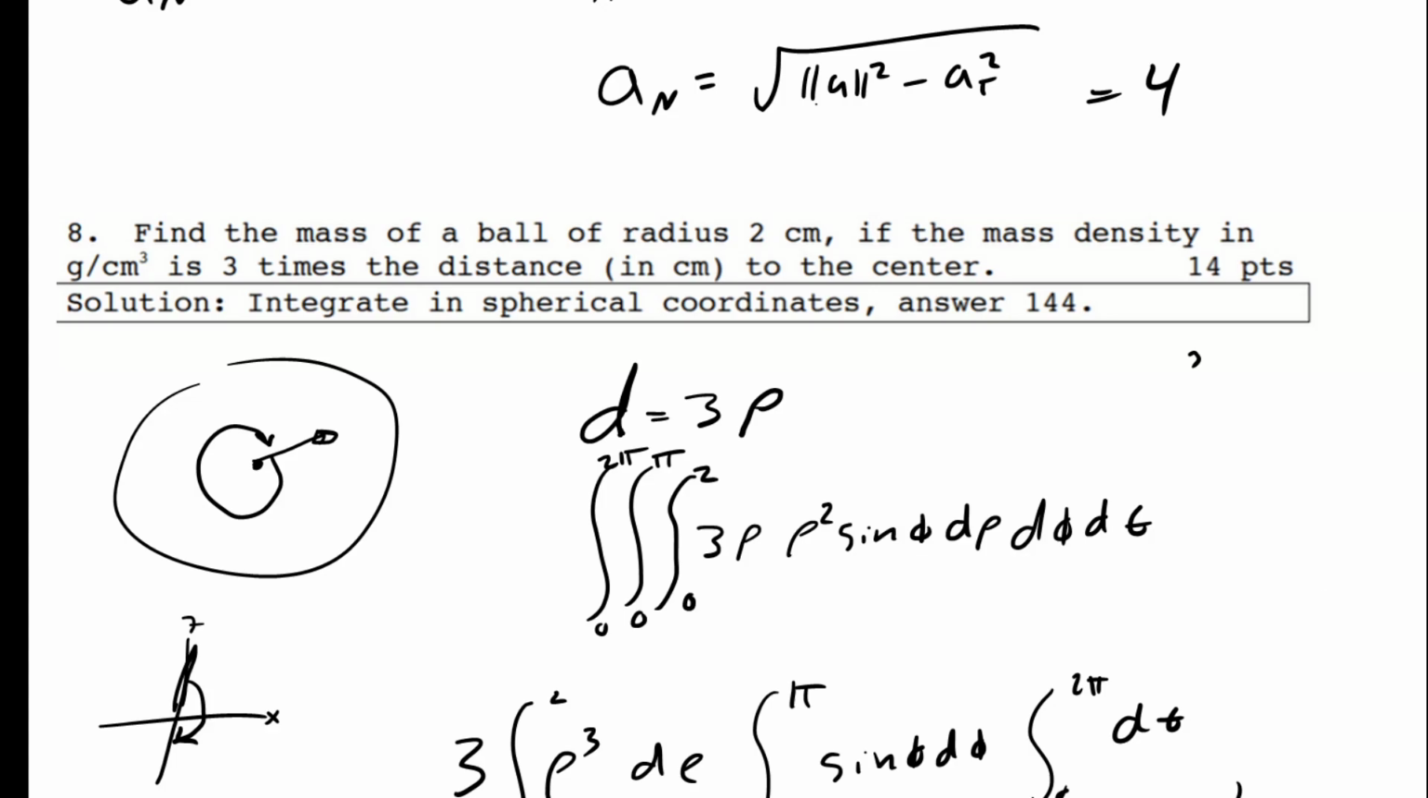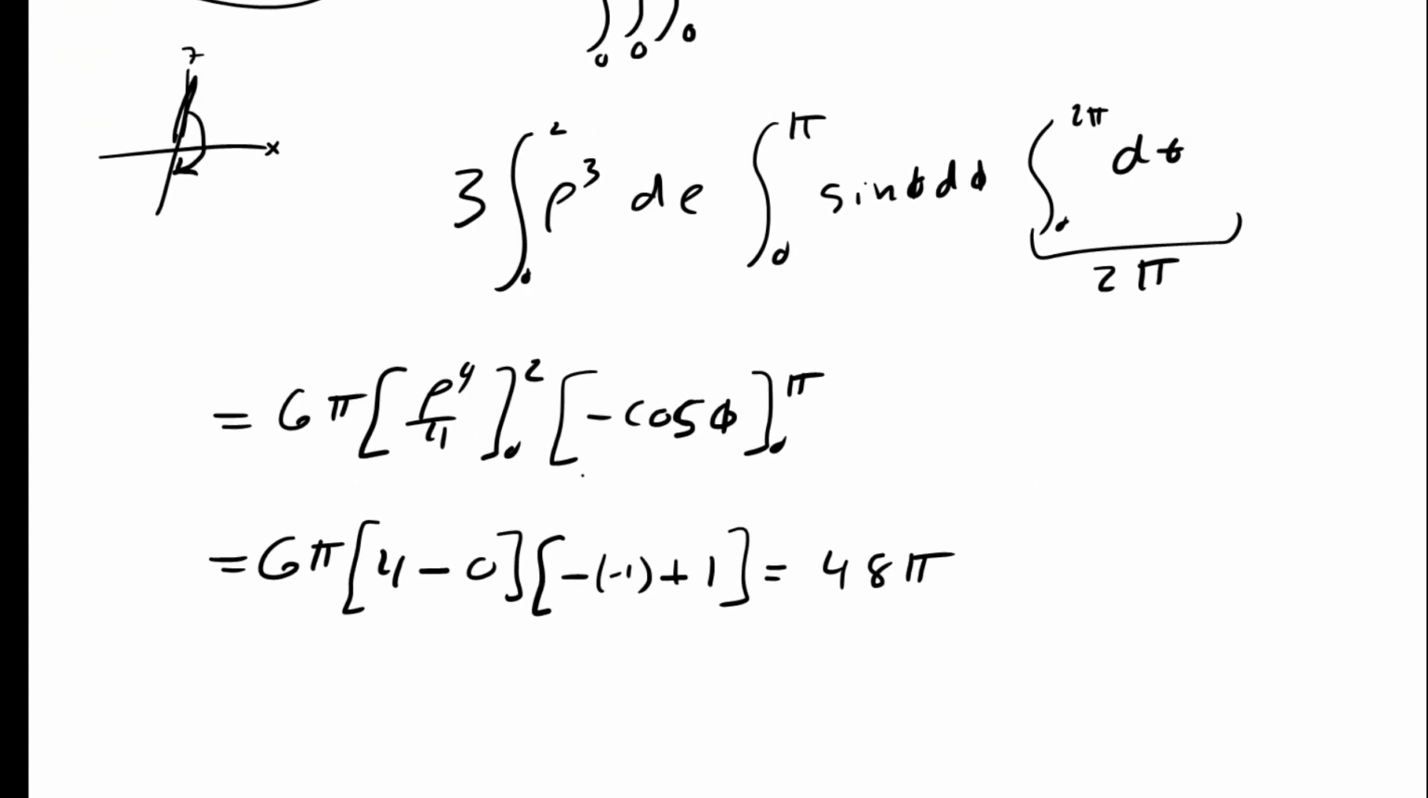Was that on the review, or where was that question from? Oh, that was on the second review. Okay. So yeah, I'm going to say it's wrong. 48 pi is my answer, and I'm sticking to it.